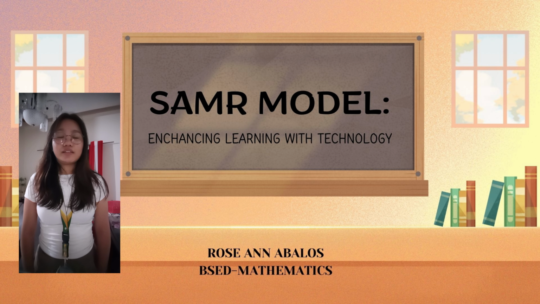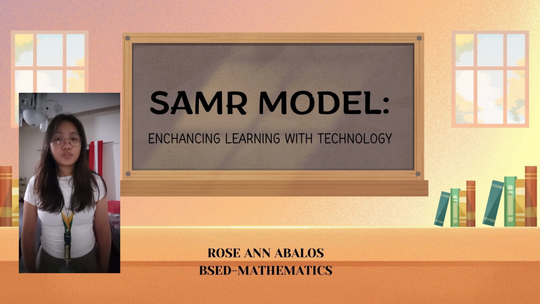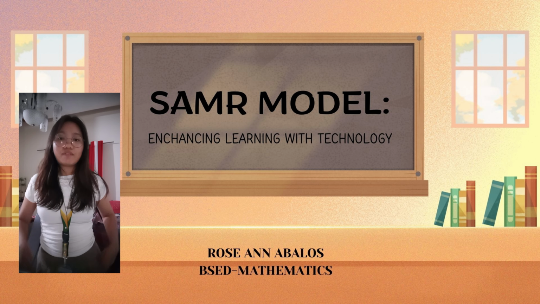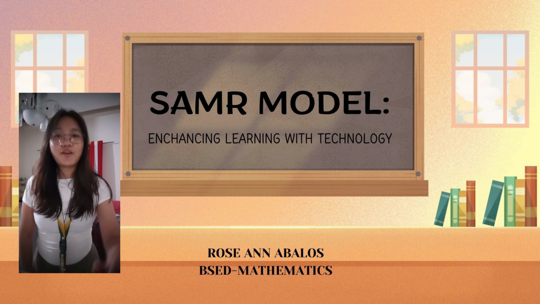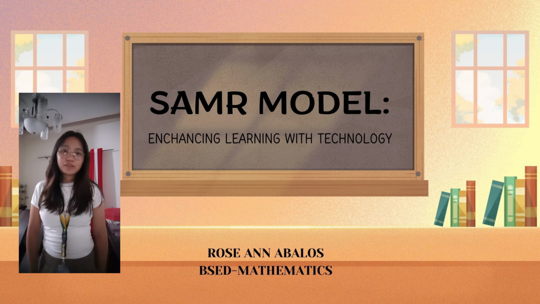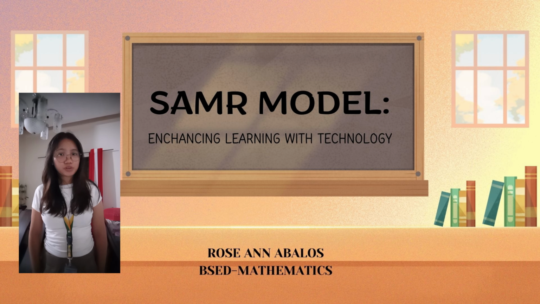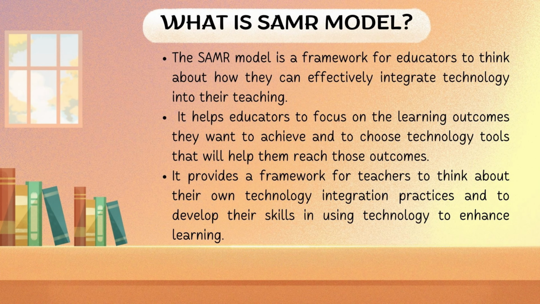So the SAMR model stands for S for substitution, A for augmentation, M for modification, and R for redefinition. The SAMR model has a four-level taxonomy that describes how technology impacts learning and teaching. It can also be used to design, implement, and evaluate learning experiences. So now let's define what substitution, augmentation, modification, and redefinition mean and why we need to use this model in our learning. So now, what is the SAMR model and why is it important?